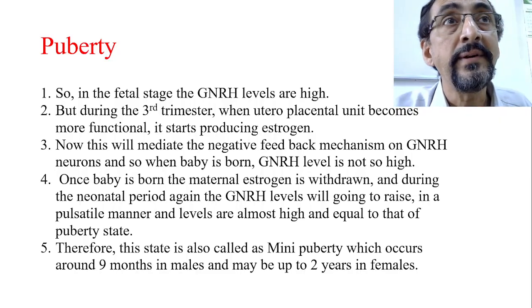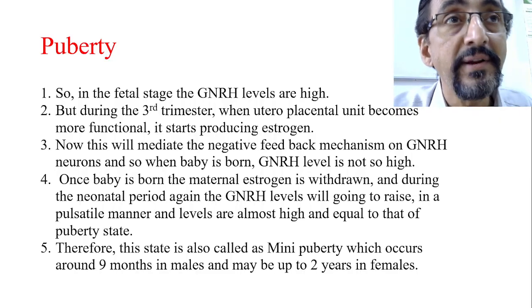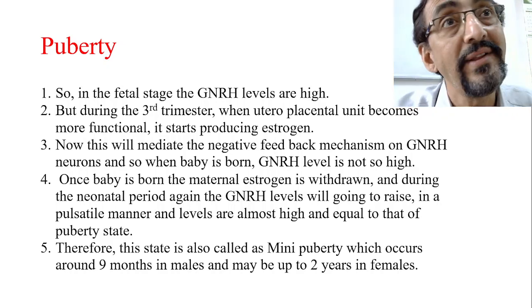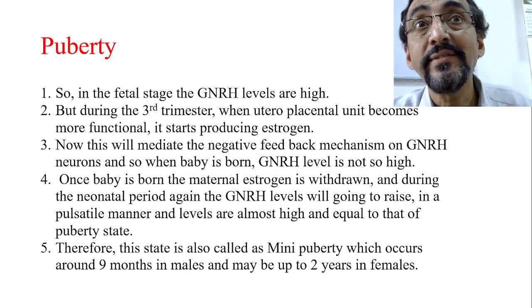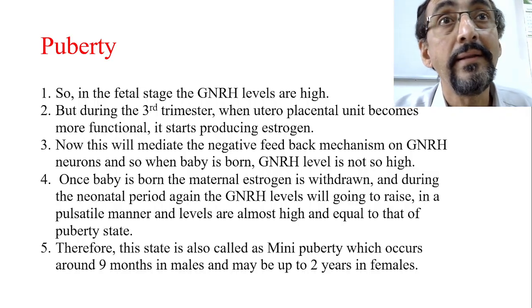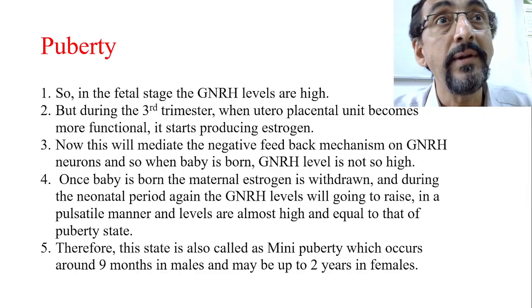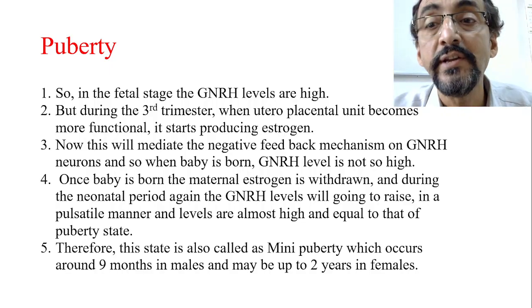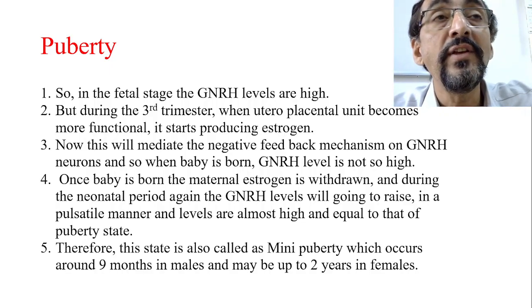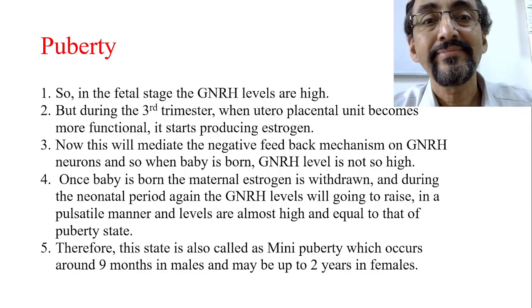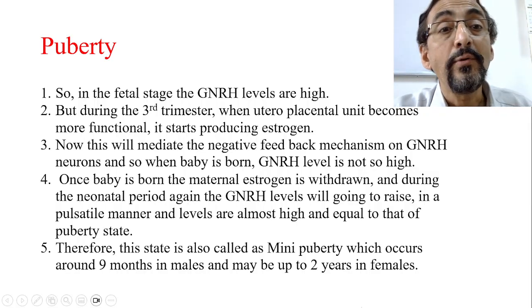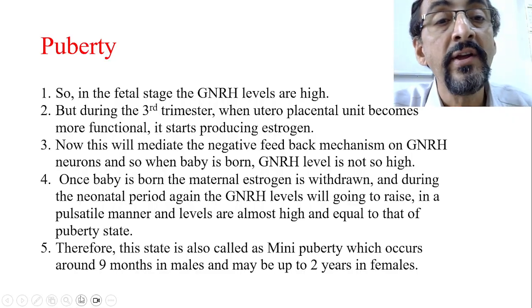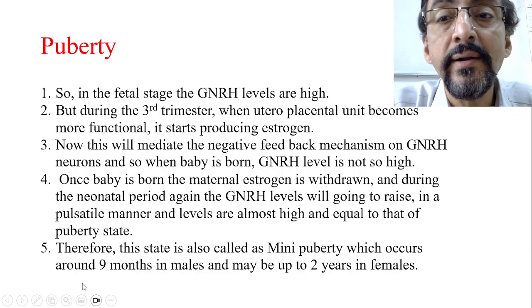But in this case, what happens? The ovary is not producing any estrogen, but instead in the third trimester, the placenta starts producing the estrogen. Now estrogen is produced from wherever, whatever may be the case, and it is there in the blood. Now this estrogen gives a message to the CNS: yes, I have produced a lot of estrogen here, now you can stop producing the GnRH. So now this will mediate the negative feedback mechanism on GnRH neurons.